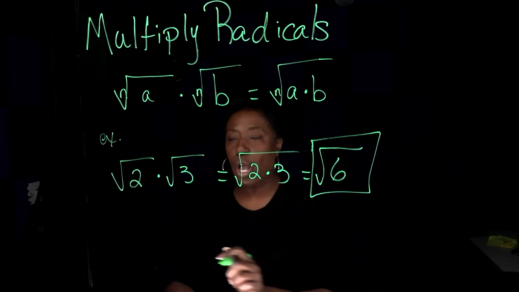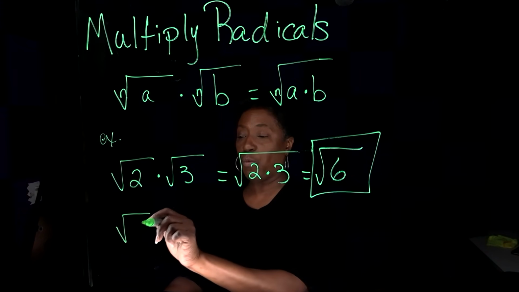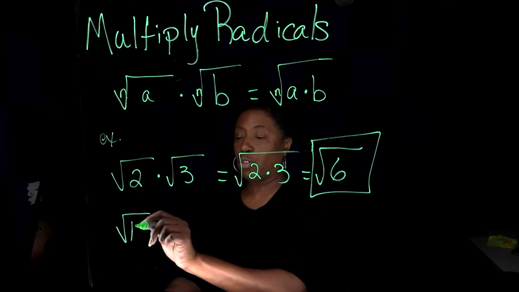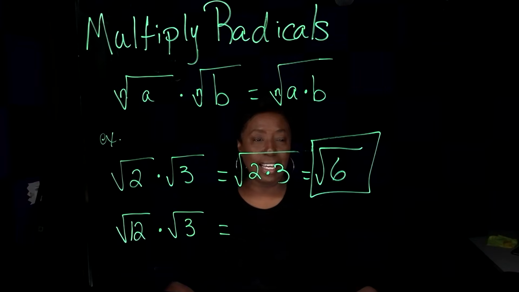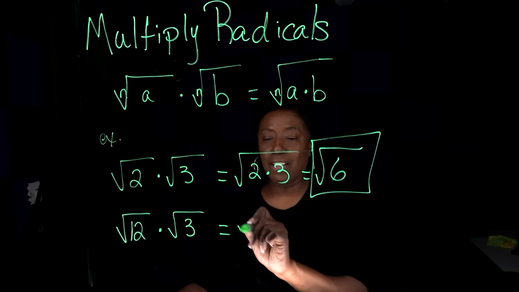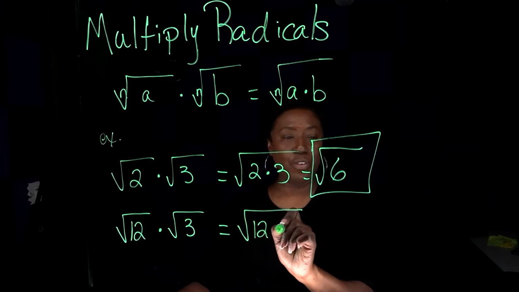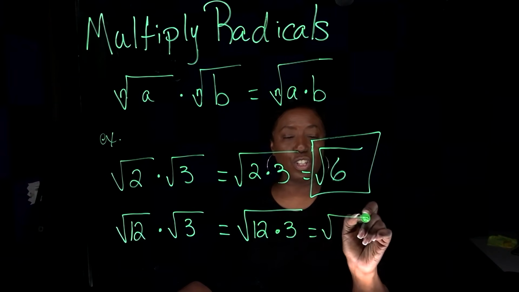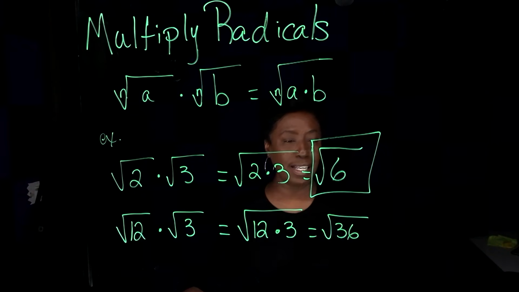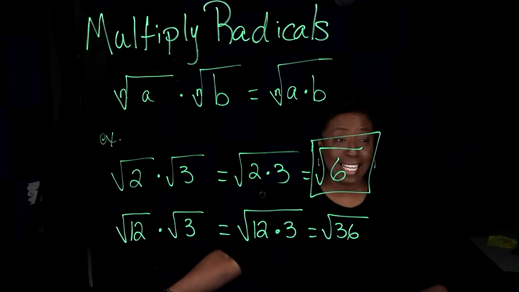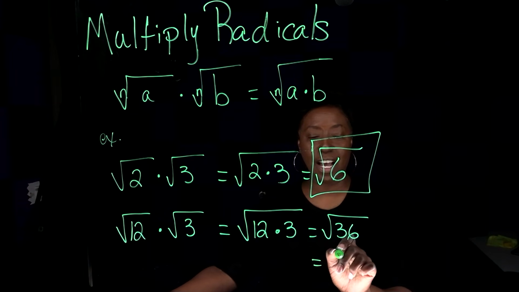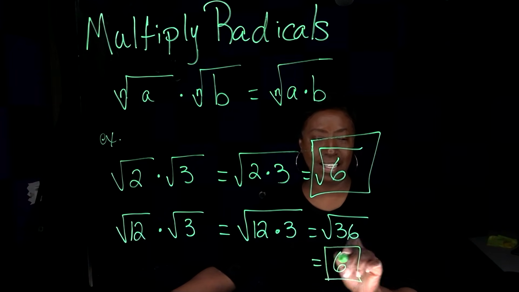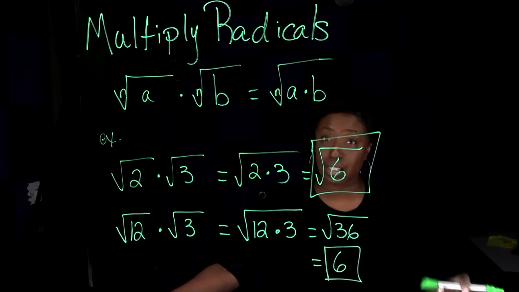Let's try another one. What if we have the square root of 12 times the square root of 3? Again, our index is the same. That's the square root of 12 times 3, which is the square root of 36. Now, 36 is a perfect square, so that can be simplified. The square root of 36 simplifies to 6. Not square root of 6, 6.